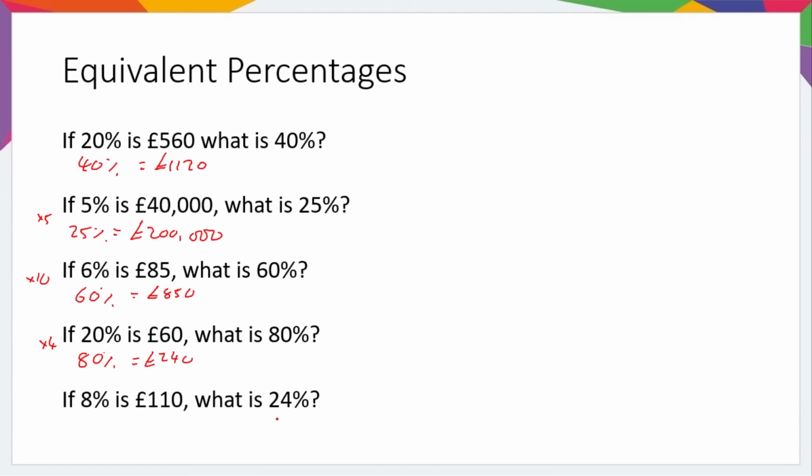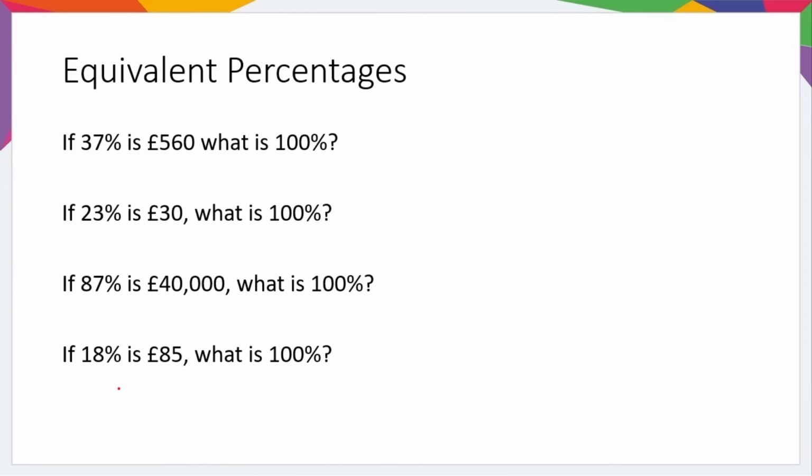If 8% is 110, then 24%. 24 is 3 times greater than 8. So we need to multiply 110 by 3. So that is 330. So far, so good, because the percentage figures we've been needing to calculate are multiples of the percentage amount we have been given. So these ones are a bit trickier.